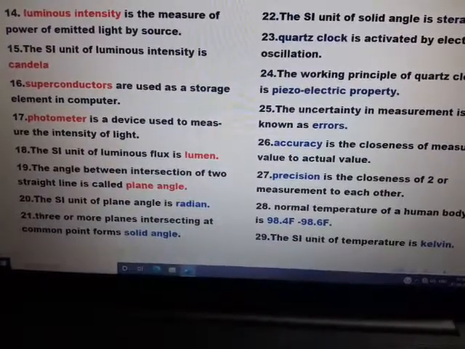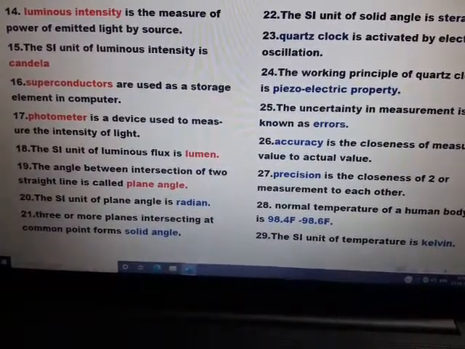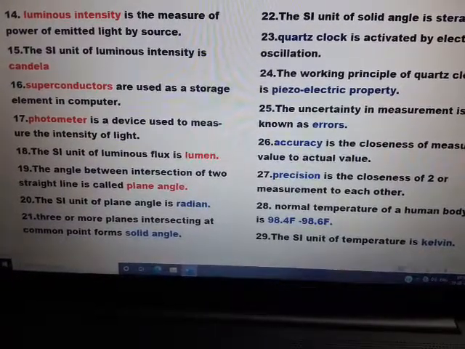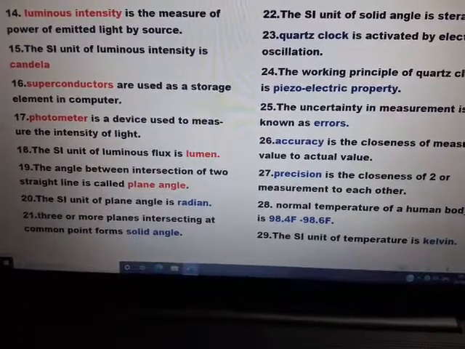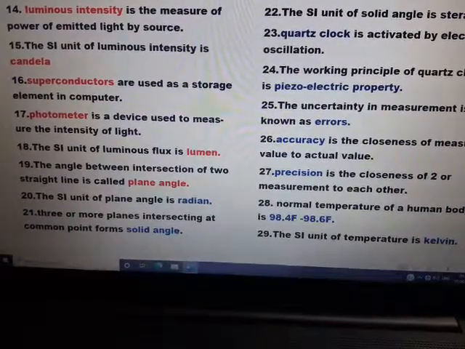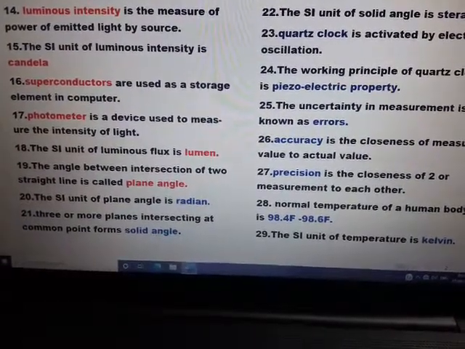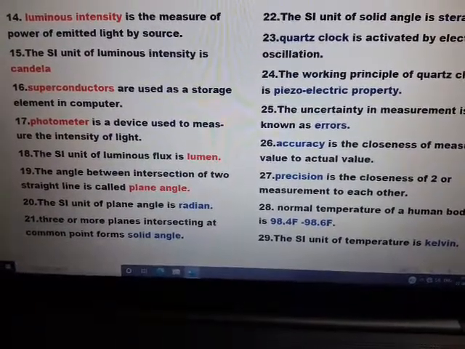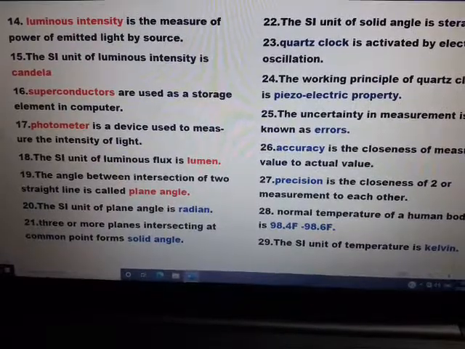19th question, the angle between intersection of two straight lines. When two straight lines intersect, the angle formed is known as plane angle. 20th question is, the SI unit of plane angle is radian. So the plane angle unit is radian. It's measured by RAD. So radian is equal to 180 divided by pi.